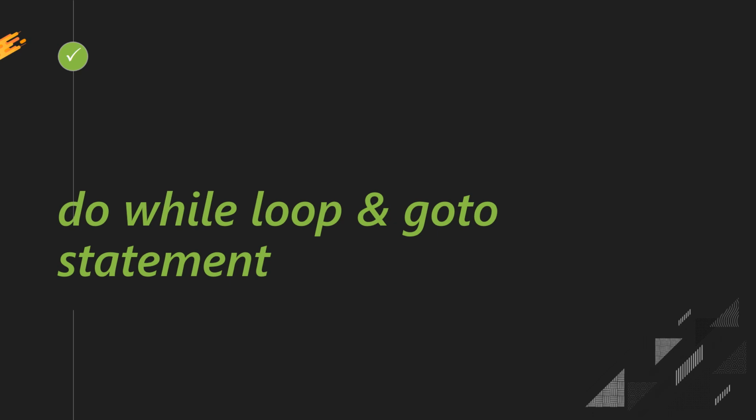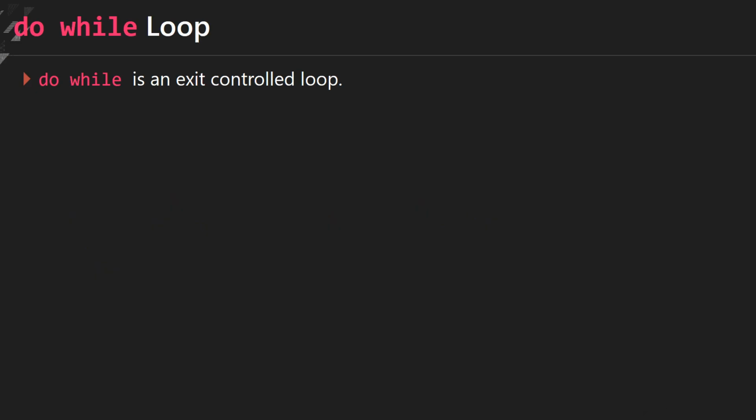Hello, in this video we will discuss two important looping statements, the do while loop and the goto statement. These two statements play an important role in programming languages. In the previous video I discussed the while loop and for loop. In this video I will thoroughly discuss how to use do while and goto, and the difference between do while and while. Okay, let us jump to the do while statement.